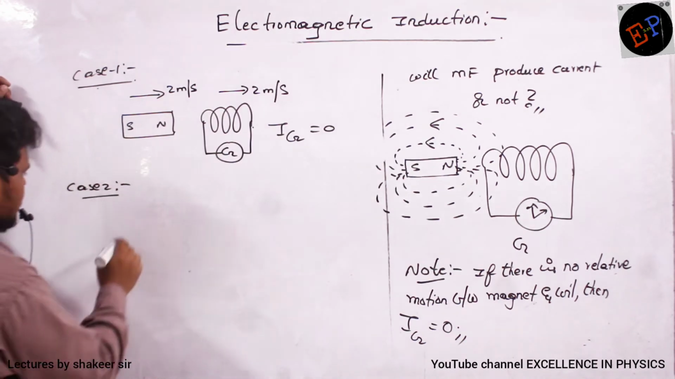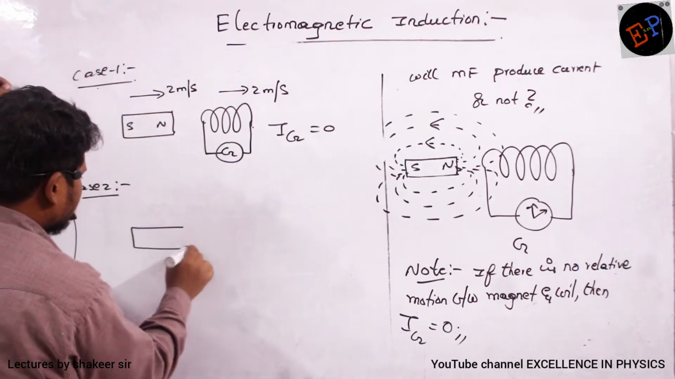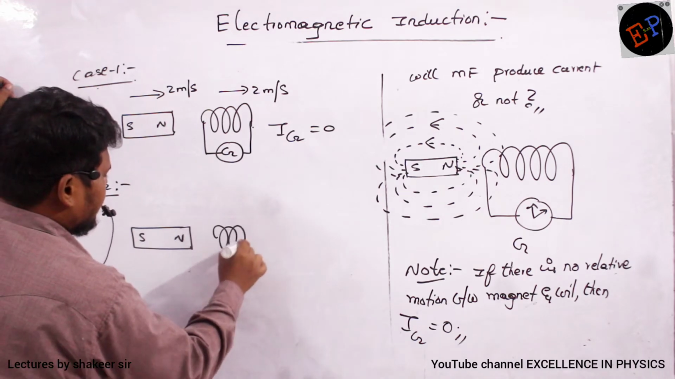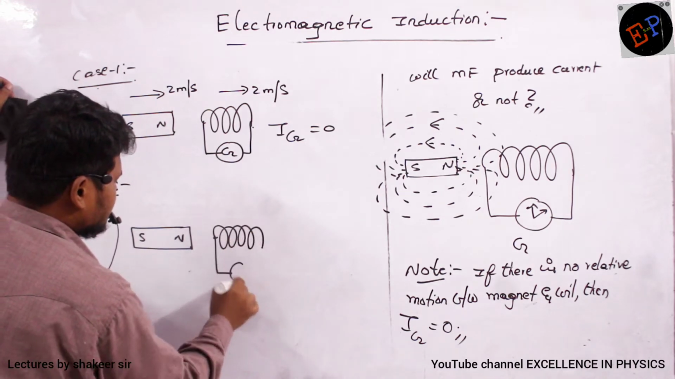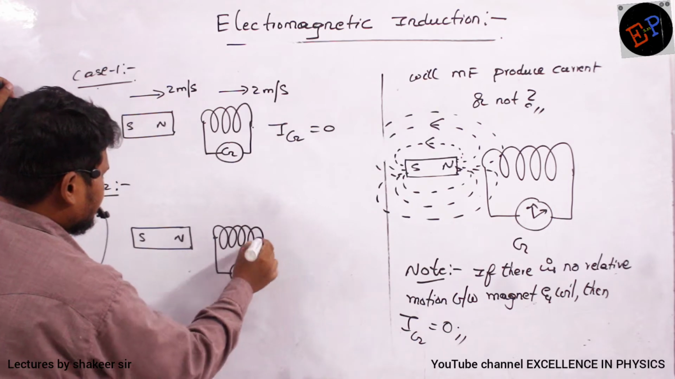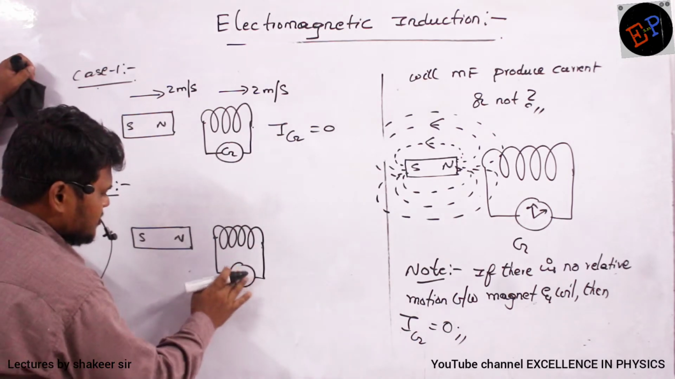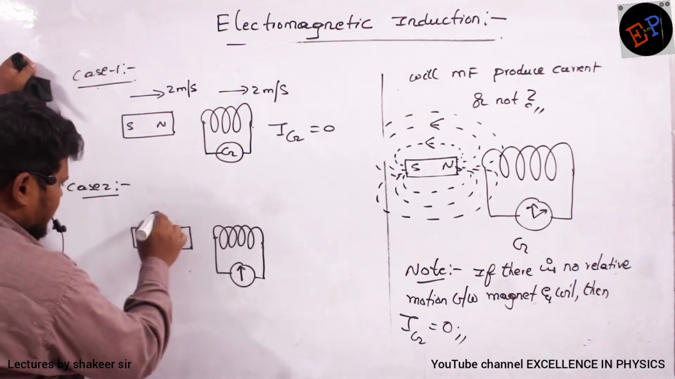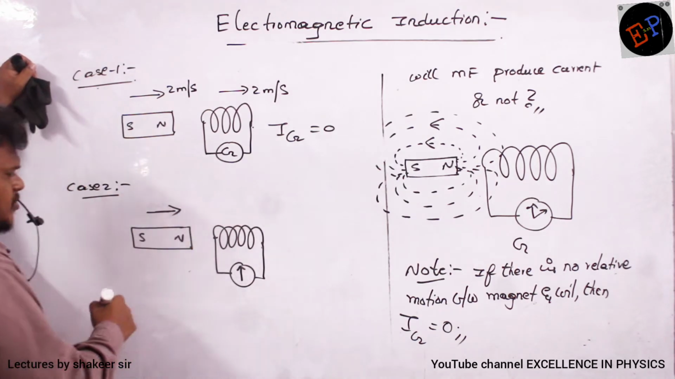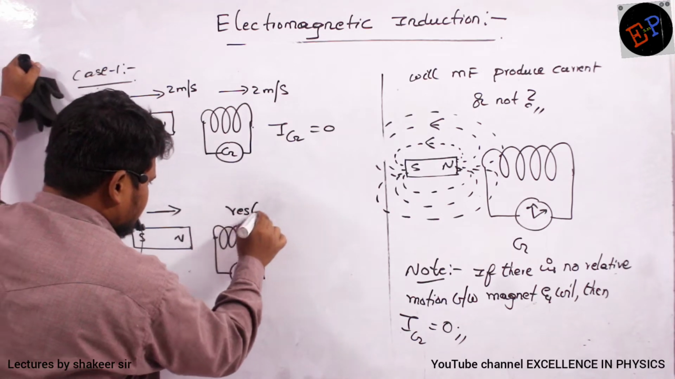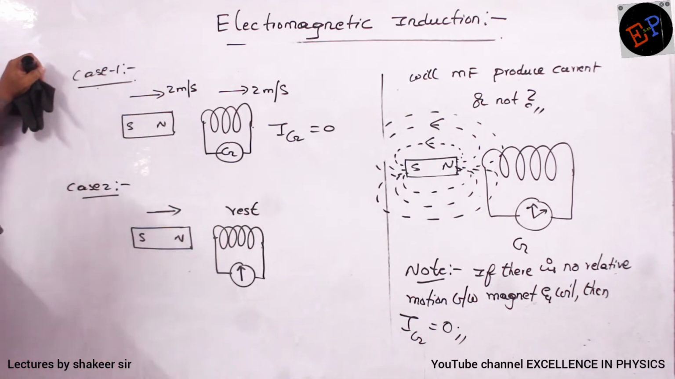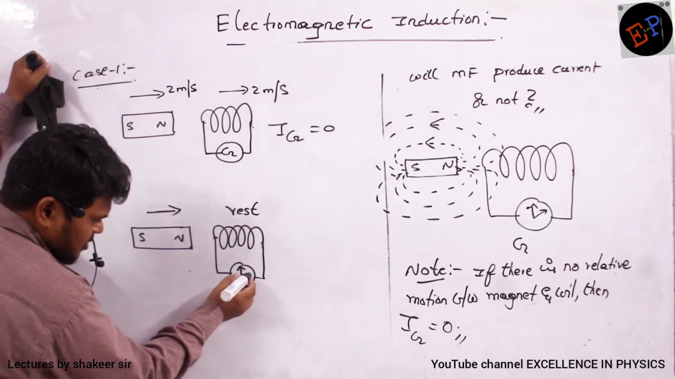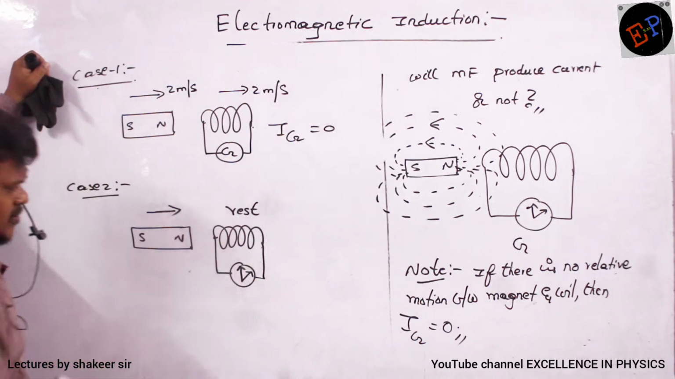Case number 2 is, I see that, clear? This is the coil. This is the galvanometer. And let us consider directions also. This is the initial position of the galvanometer. Now I see that only the magnet is moving, the coil is in rest position. Now is there any relative motion or not? Definitely there is some relative motion. So I see that there will be some deflection in the galvanometer.